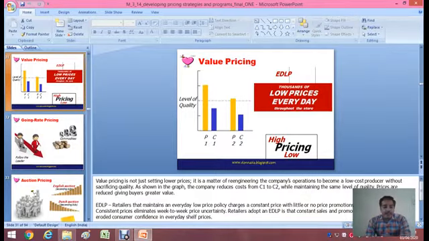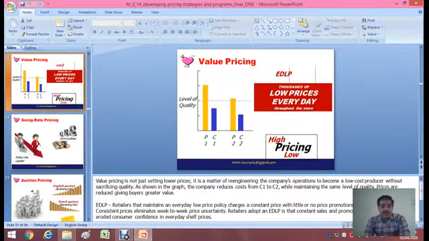EDLP: retailers that maintain an everyday low price policy charge a constant price with little or no promotions and special sales. We have seen in many stores that everyday low price is available there, so they do not make special efforts to sell their products, but charge the same price every day of the week. Consistent prices eliminate week to week price uncertainty.